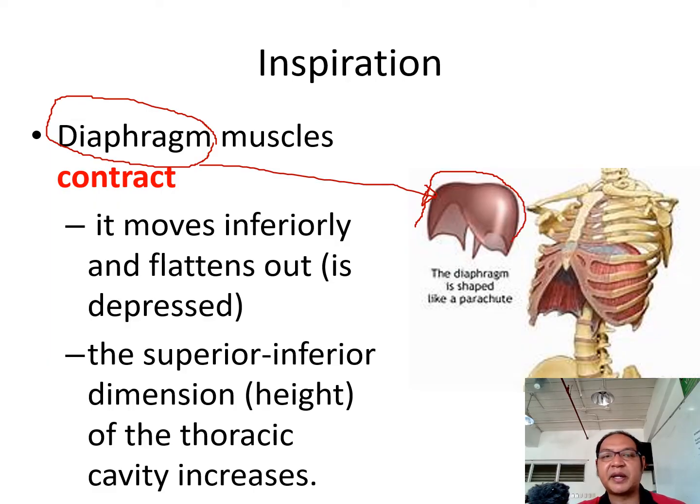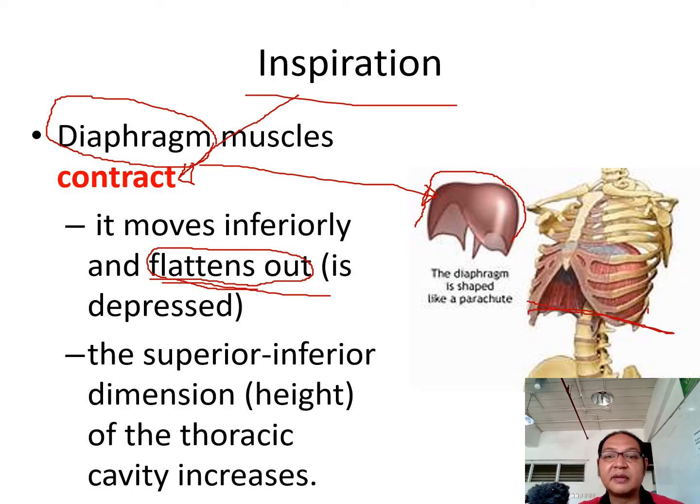So, during inspiration, what is happening? The diaphragm muscle contracts. And what will happen to the diaphragm? It moves inferiorly and flattens. So this is the one thing that we should know: when the diaphragm is relaxed, it is dome shaped, like this. But during inspiration, it contracts and it flattens out. It's depressed. So this one will become flat.